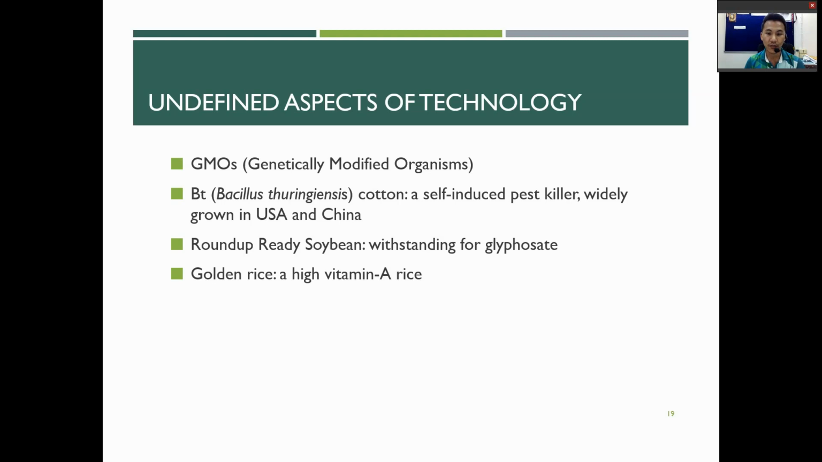Roundup Ready soybean, and this type of soybean can withstand glyphosate, which is pretty good actually. And golden rice, which is rice that contains a lot of vitamin A. This is all GMO stuff. But we always have two ways to think about this kind of thing, so I'd like you all to think about that too.